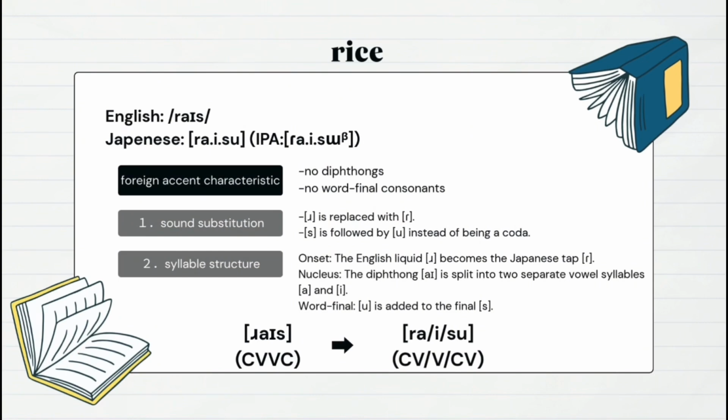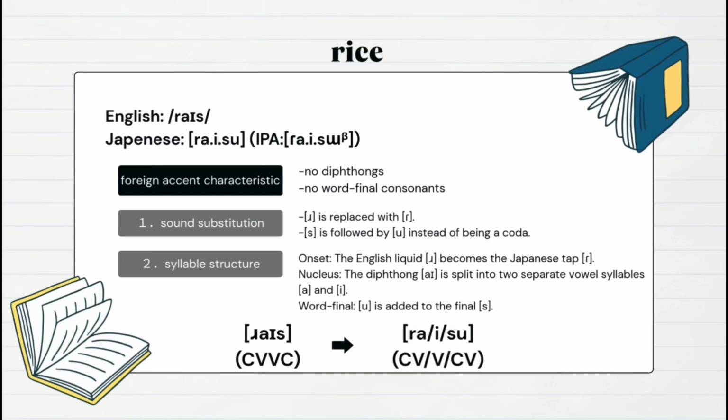We see a very similar logic applied to our next example, the word rice, with the same foreign accent characteristics. Japanese speakers typically avoid diphthongs and word final consonants, starting with sound substitution. The English liquid is replaced by the Japanese tap R, and the final S is replaced by su because a consonant cannot stand alone at the end of a word.